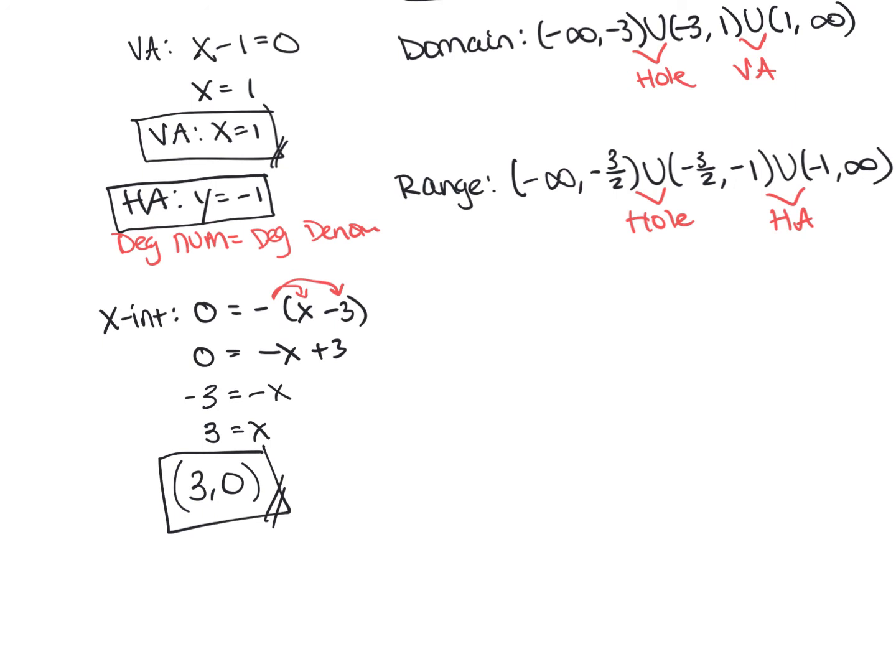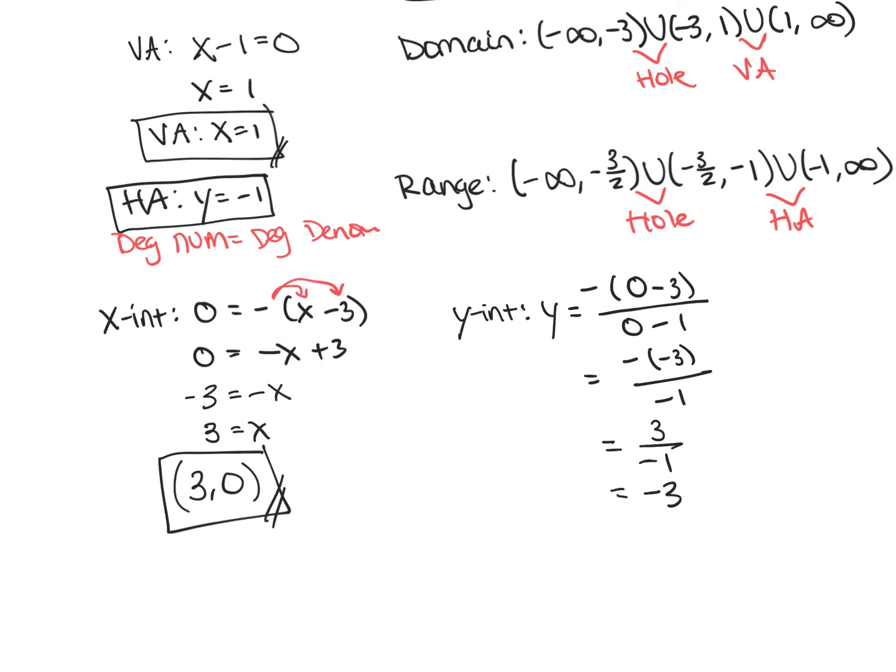0. And our y-intercept, we're going to find that by plugging 0 in for all of our x values. So this is going to be -0 minus 3 divided by 0 minus 1. Or in this case, -3 over -1. Negative times a negative gives us a positive, so that's going to be 3 over -1, resulting in -3. So my y-intercept is going to be 0, -3. And again, this is all of the features for these problems.